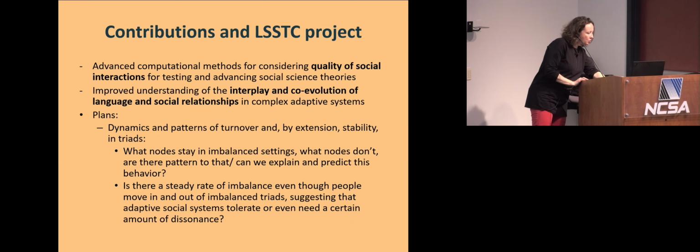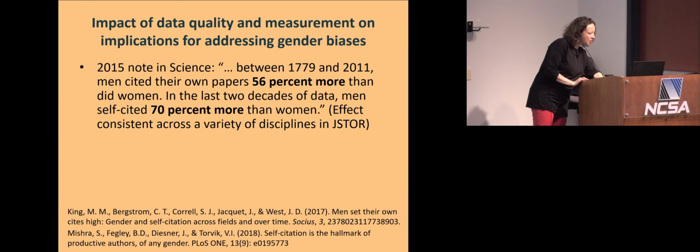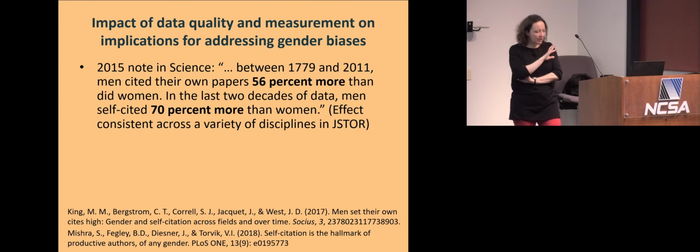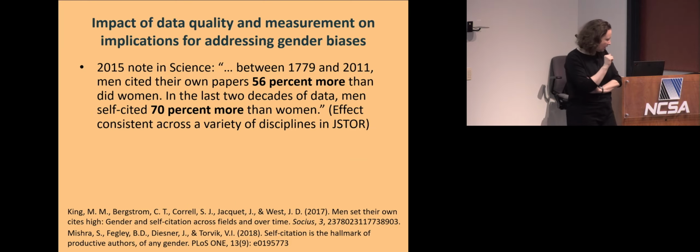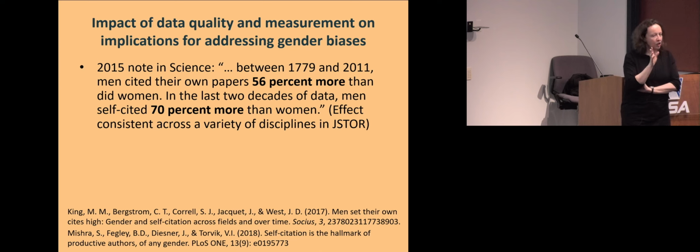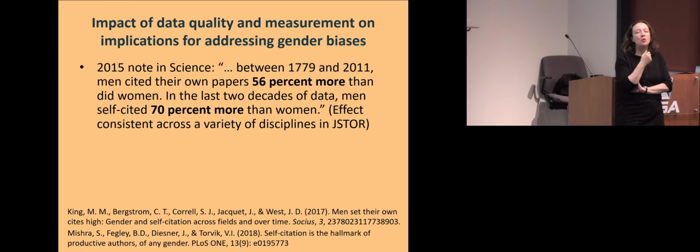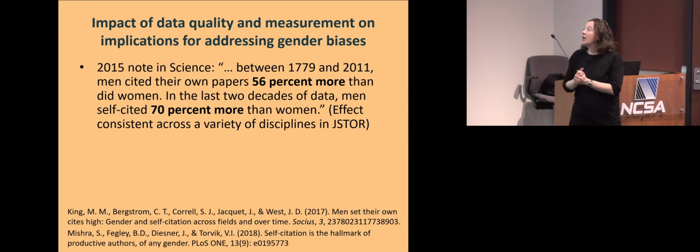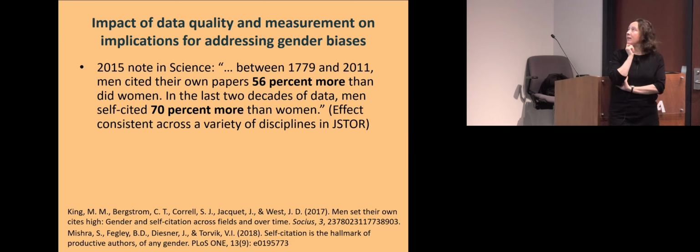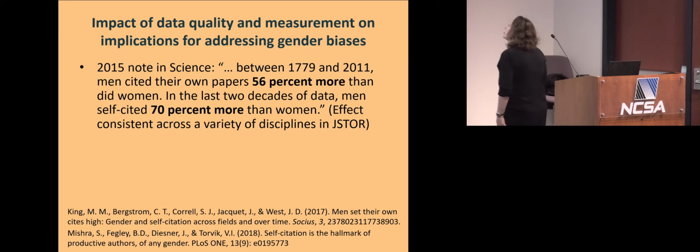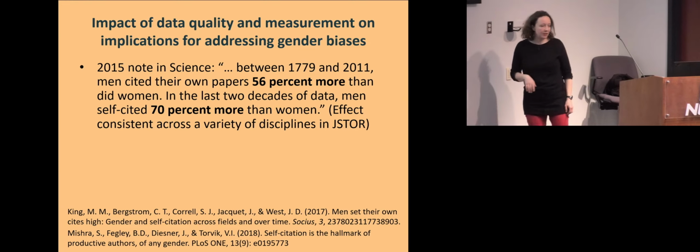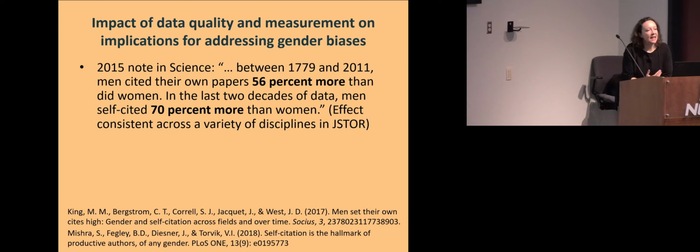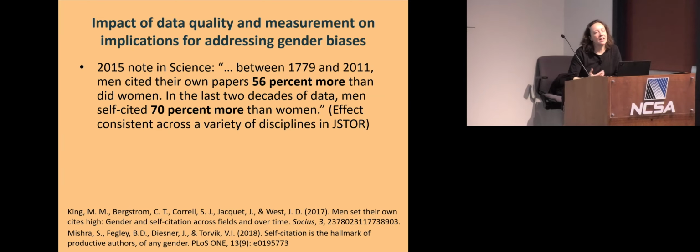And I'll show you one more project about how measurement quality issues impact what we think we know about science and science of science. So in 2015, a little note came out in Science that said over the last almost 200 years, men self-cite each other more in their publications, and that effect is increasing over time. And again, this came out in Science.